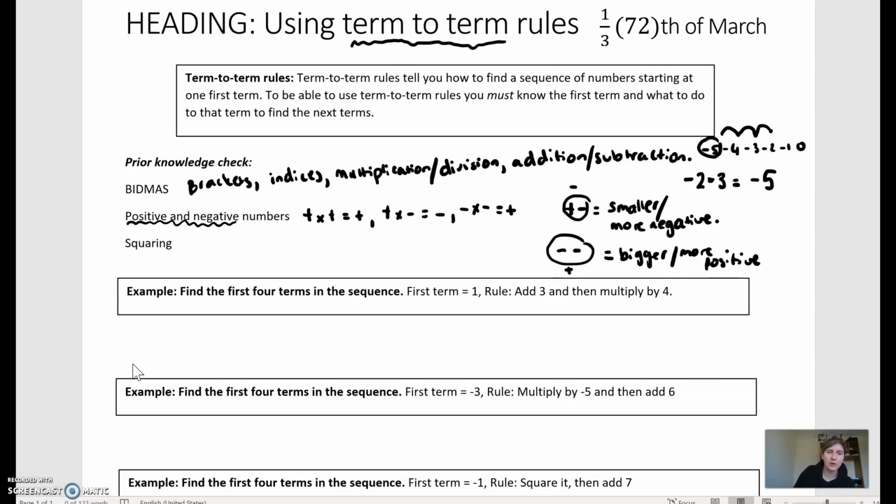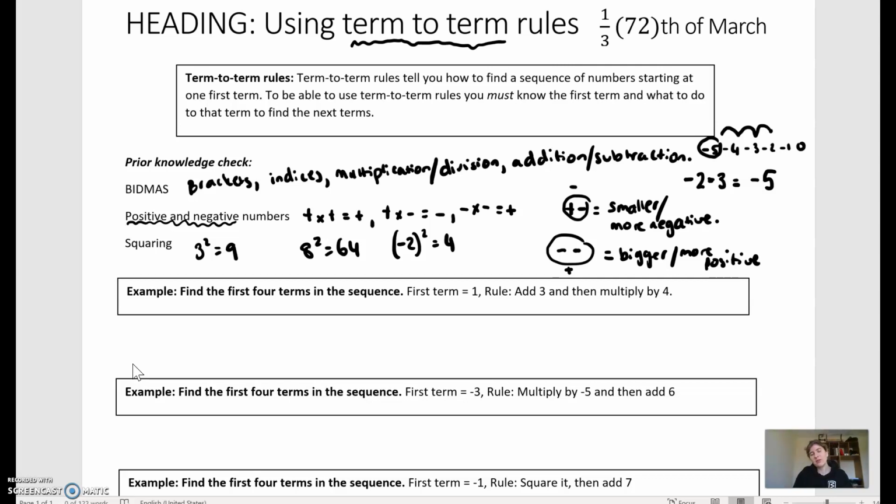Right, and last one is squaring. And squaring, just remember you're not multiplying by 2. 3 squared is 9, not 6. Okay, 8 squared is 64. Not 16, and if you square a negative, your answer is always positive, okay? Because again, that's the same as multiplying a negative and a negative together. That's -2 times -2, which is +4, okay?